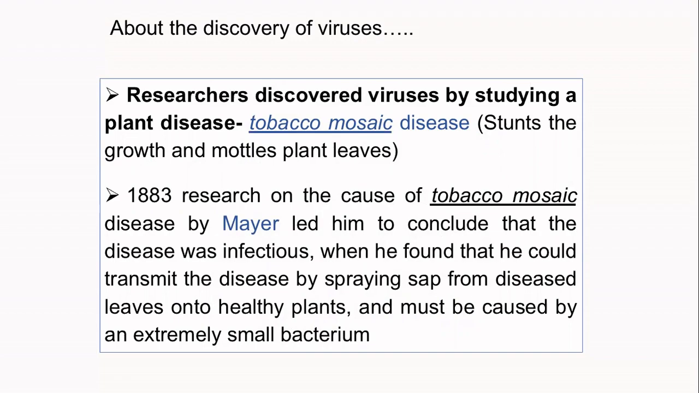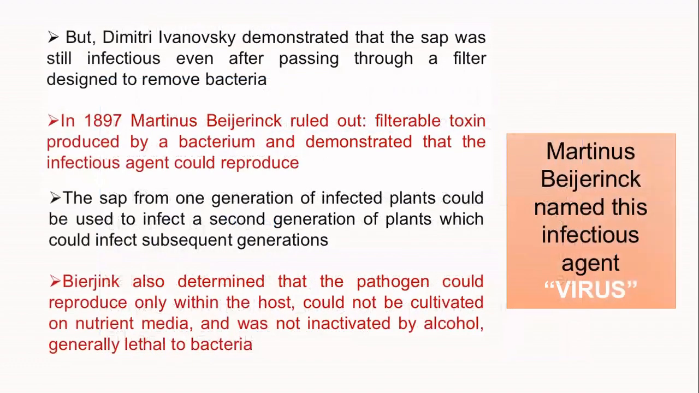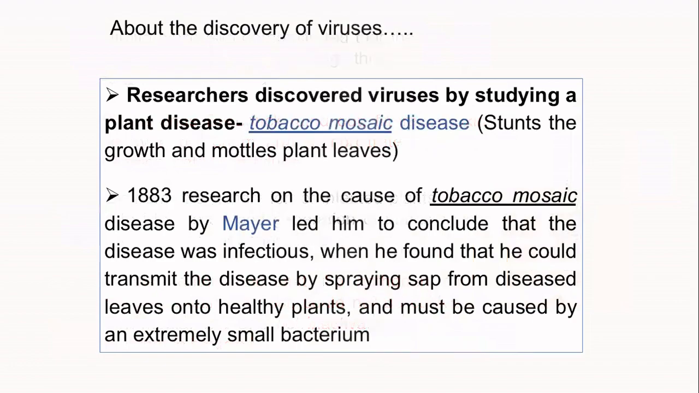But he also knew that the disease was produced by some infectious agents which are very, very small, maybe smaller than the bacterium. And later on, Dmitry Ivanovsky, another scientist, and his group demonstrated that the sap was still infectious even after passing through a filter which was supposed to remove bacteria. So Mayer was supposing that the tobacco mosaic disease is caused by an extremely small bacterium.